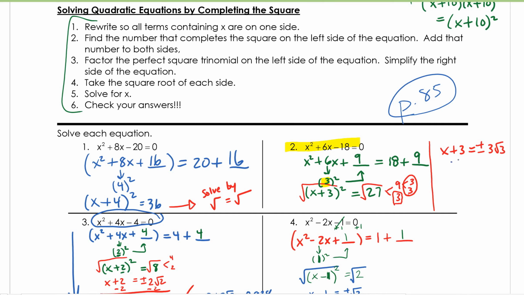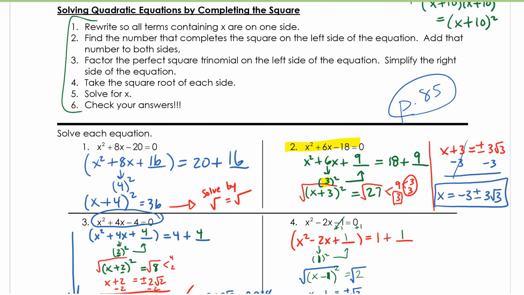From here, we can finish this by subtracting 3 from both sides. Now, wait a minute. This is plus or minus 3 root 3, so we've got 2 answers coming up. This minus 3 in blue cannot be added to 3 root 3 in red because they are not like terms. So our answer is just x equals negative 3 plus or minus 3 root 3. That's it.